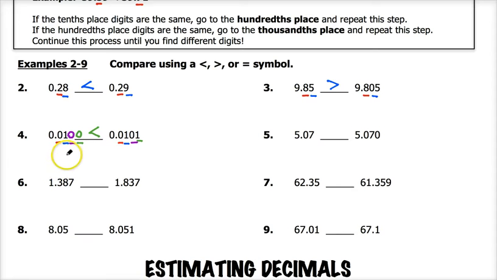Okay, what I want you to do is pause the video, and I want you to try comparing 5 through 9 on your own, doing the same thing we did here in 2, 3, and 4. Once you think you have answers to all of those, click play to check. Okay, let's see how you did.